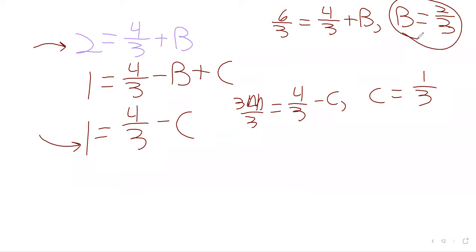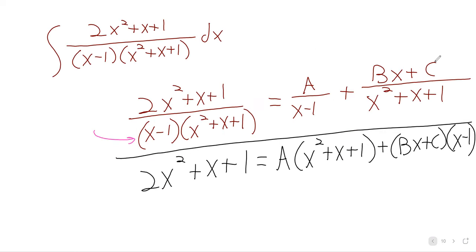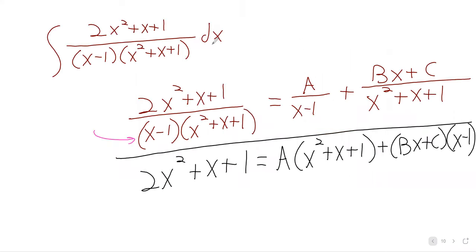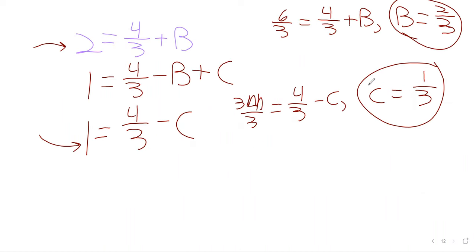Good heavens, never felt more defeated than when I'm doing these problems. But we're coming to the end. We found B and we found C, and we definitely found A, but I appear not to have written it down like a chump. A was 4/3. So when we do this, we've got 4/3 over x minus 1. B is 2/3. C is 1/3.